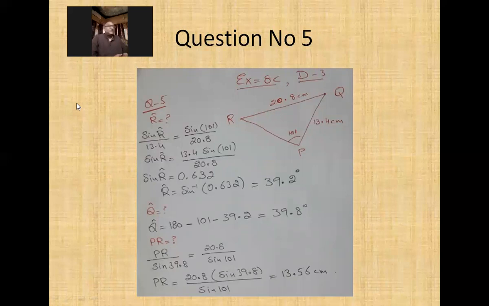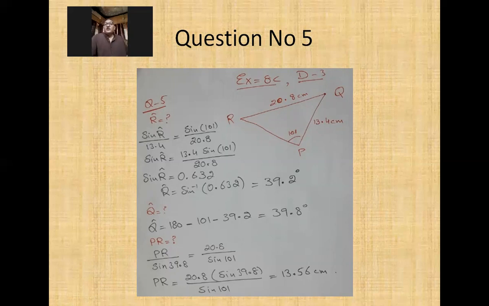Okay, so question number 5 is coming up on your screen. And it says in the triangle PQR, angle P is 101 degrees. PQ is 13.4 centimeter. And the QR is equal to 20.8 centimeter. Find angle R.